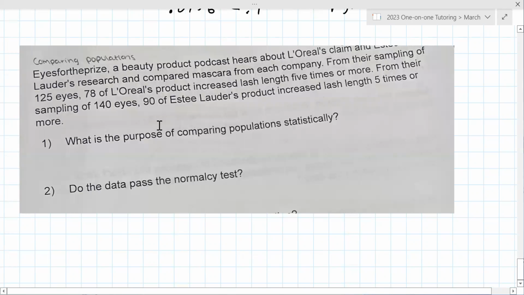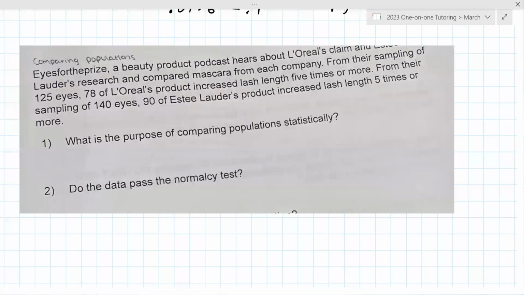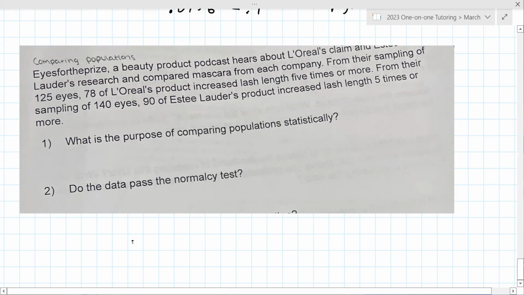All right, eyes for the prize, a beauty product podcast. Here's about L'Oreal's claim and Estee Lauder's research and compared mascara from each company. From their sampling of 125 eyes, 78 of L'Oreal's product increased lash length 5 times or more. From their sampling of 140 eyes, 90 of Estee Lauder's product increased lash length 5 times or more. That is information. So could you give me P1 and P2 from that information there, please?